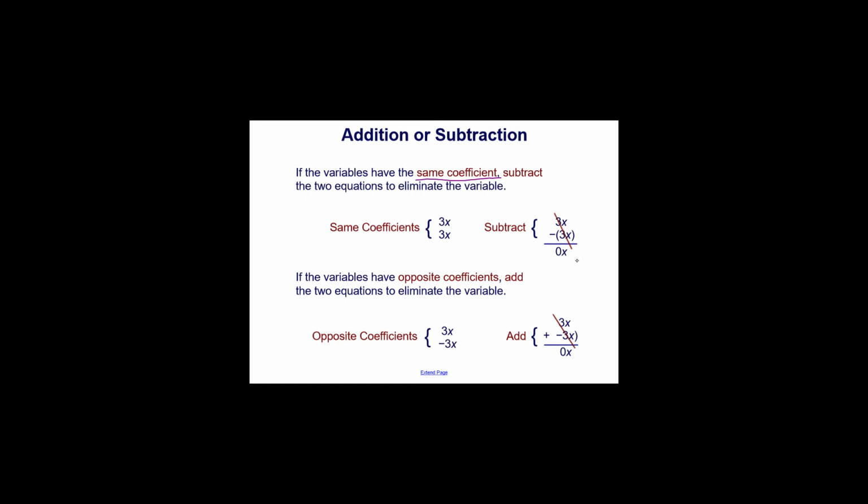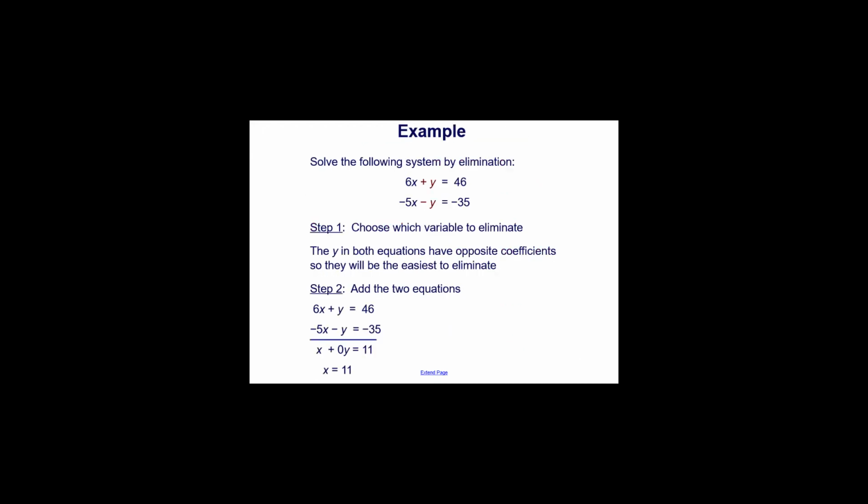The x term eliminates. And here's an example if the variables have opposite coefficients. So here we have 3x and -3x. Now there's opposite signs. We would add the two equations to eliminate the variable. Because if we add 3x plus -3x, then that gives us 0x. Again, the variable eliminates. So now let's actually look at an example from the beginning where we're asked to solve a system by using elimination.